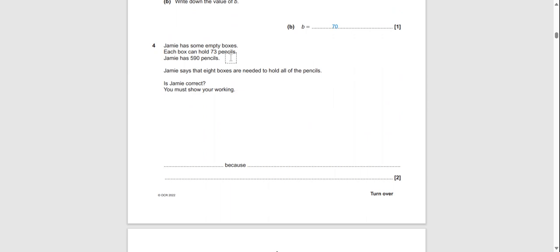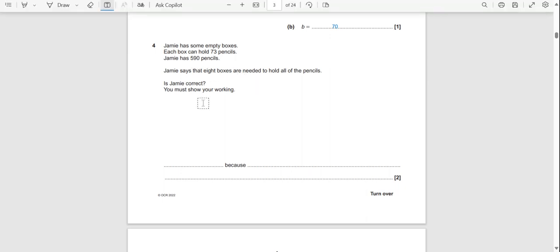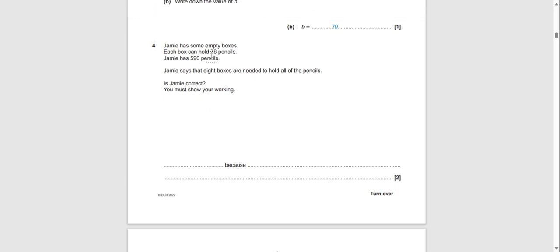Jamie has some empty boxes. Each box can hold 73 pencils. Jamie has 590 pencils. Jamie says 8 boxes are needed to hold all of the pencils. Is Jamie correct? You must show your working. So what we're going to do is, using our calculator, because this is a calculator paper, we are going to do 590 divided by 73, and we get 8.08. So he's not correct.